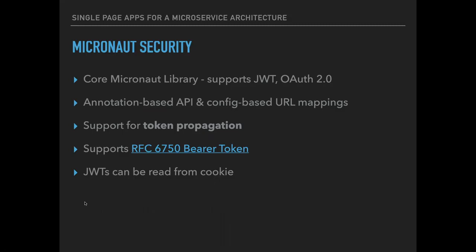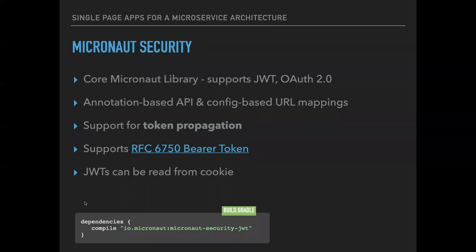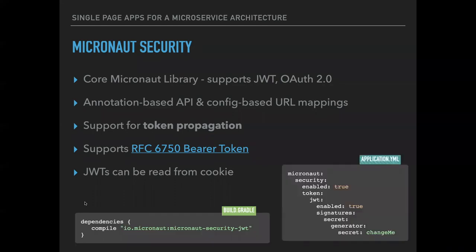JWTs can be passed along as an HTTP header. They can also be passed along as a cookie. So Micronaut Security supports both of those approaches. To enable it, you simply have to include the dependency and then the bit of configuration to turn it on and tell it what type of security you want to use.